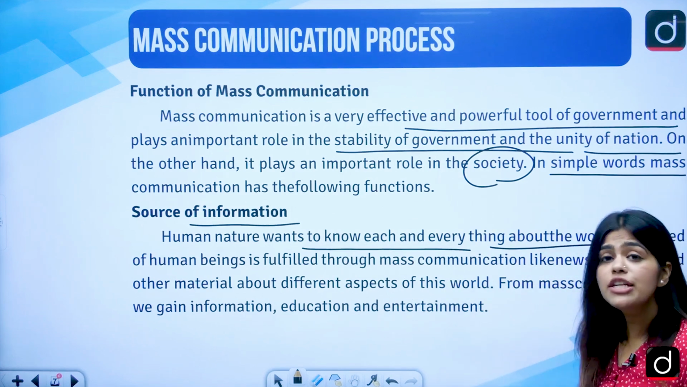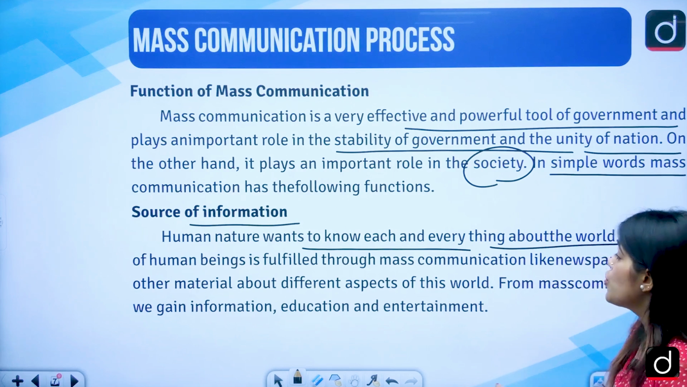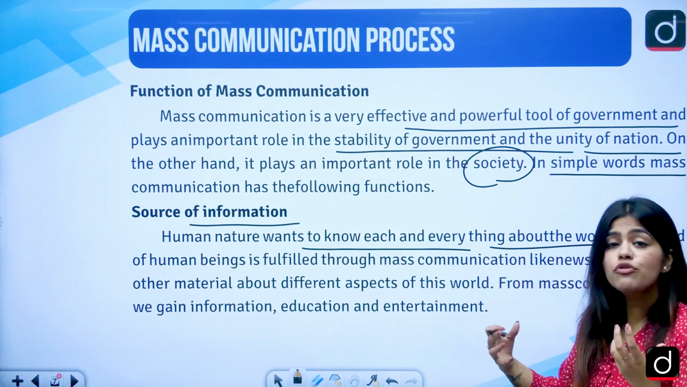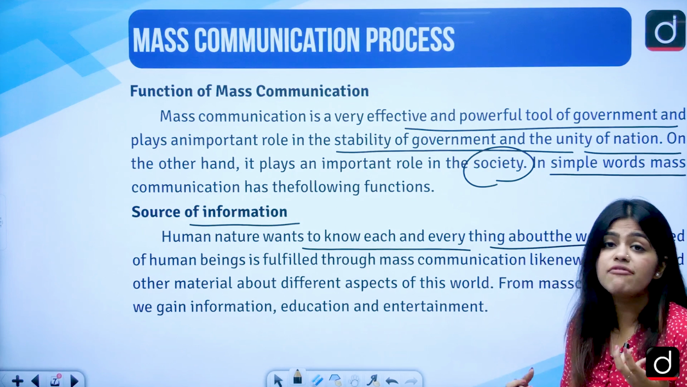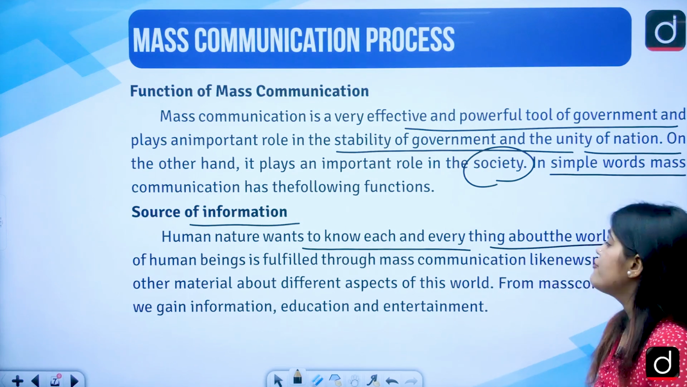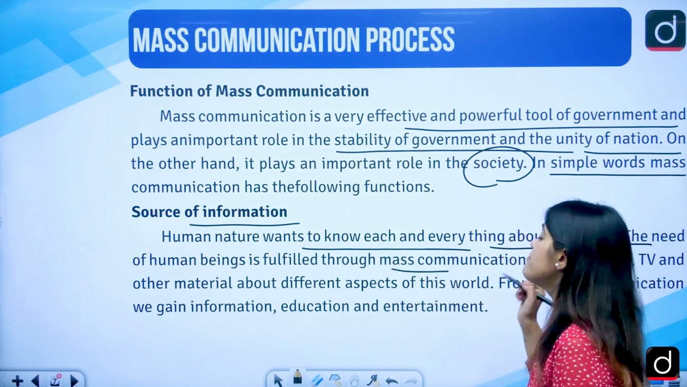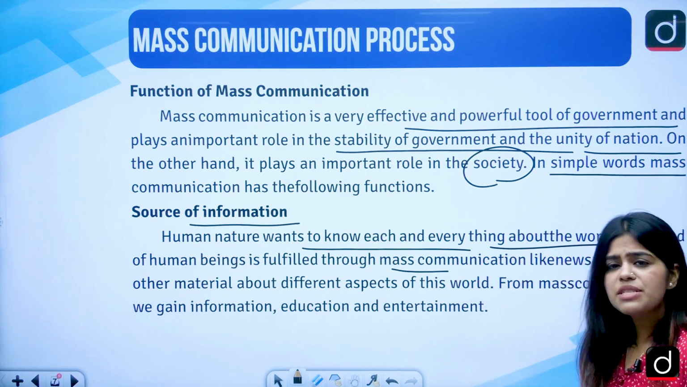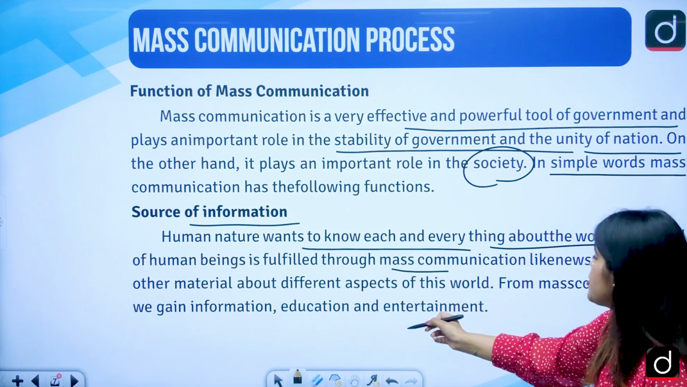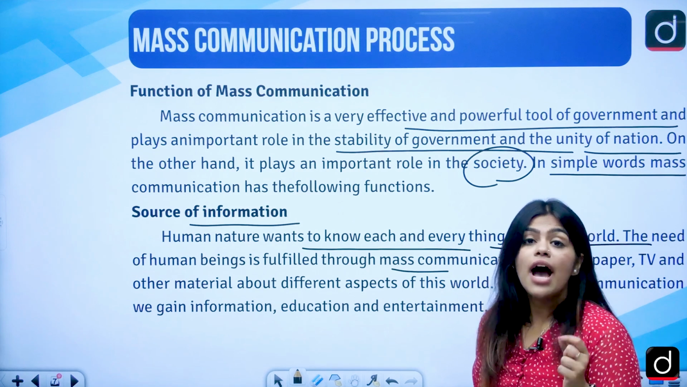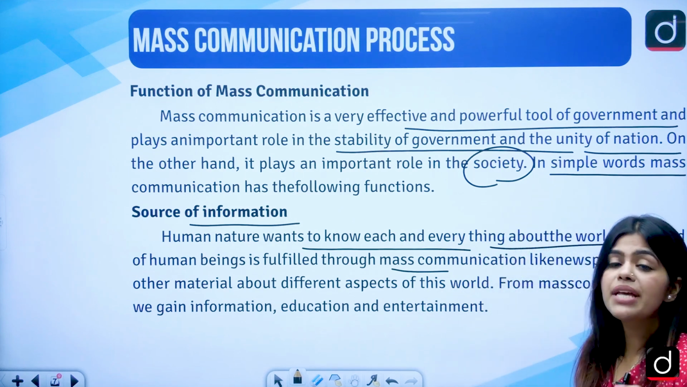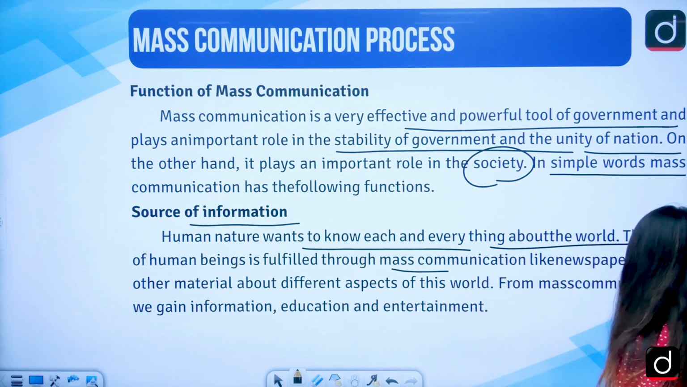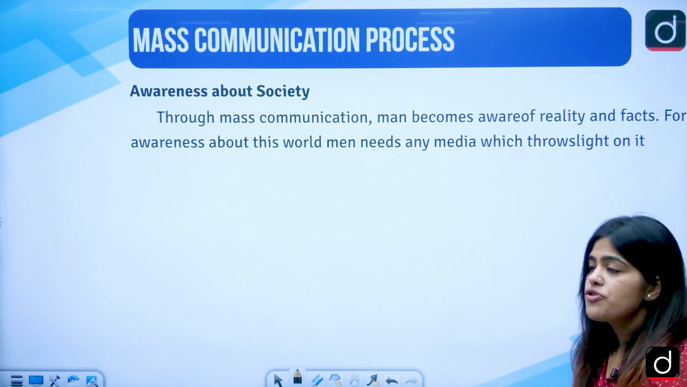They have the need to inquire. They have the need to know. They need to fulfill their own aspirations, and for that they need to be aware. And for that, mass communication becomes very important. In different aspects, we need information, we need education, we need entertainment. And all of this is only happening because of mass media and mass communication.